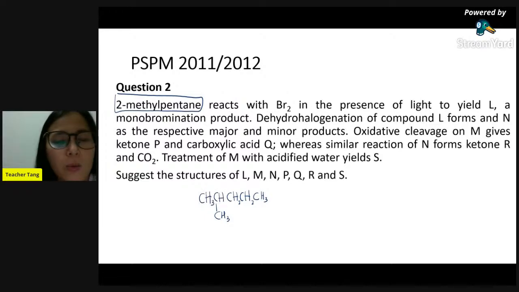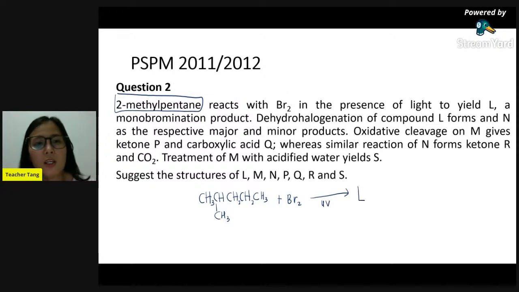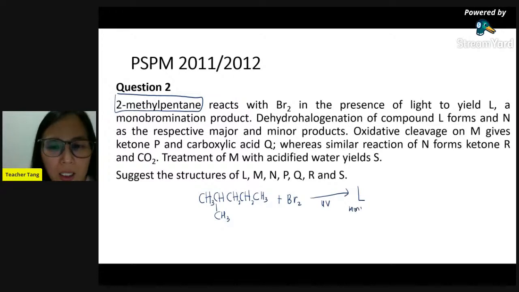So the question says react with bromine. React with bromine in the presence of light, which means UV, giving you L. Okay, giving you L. So this L is a monobrominated product.